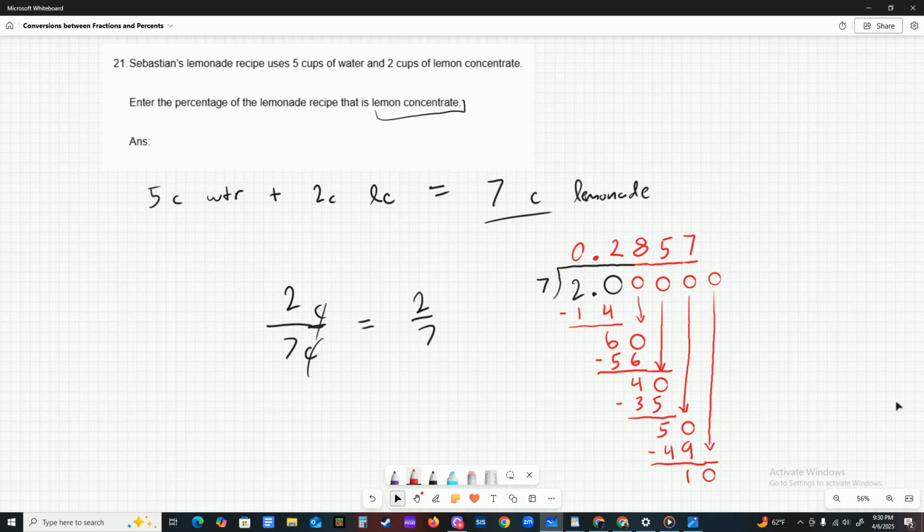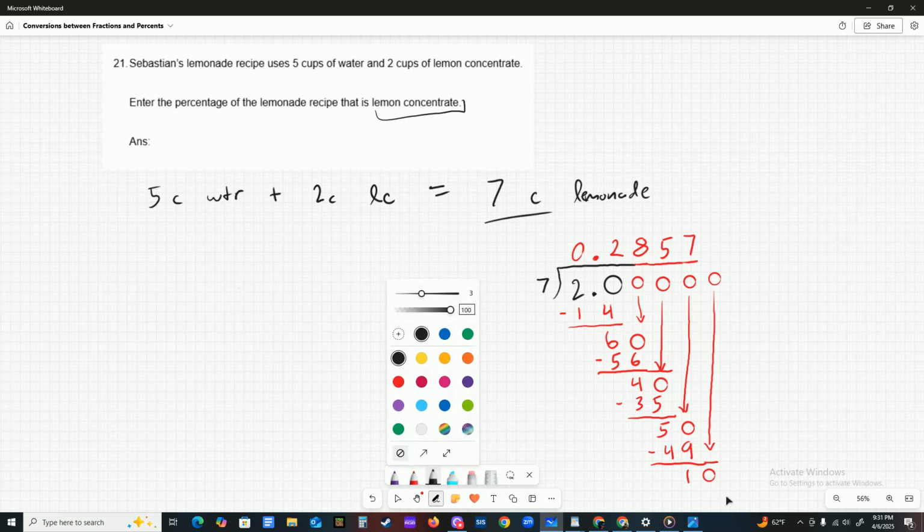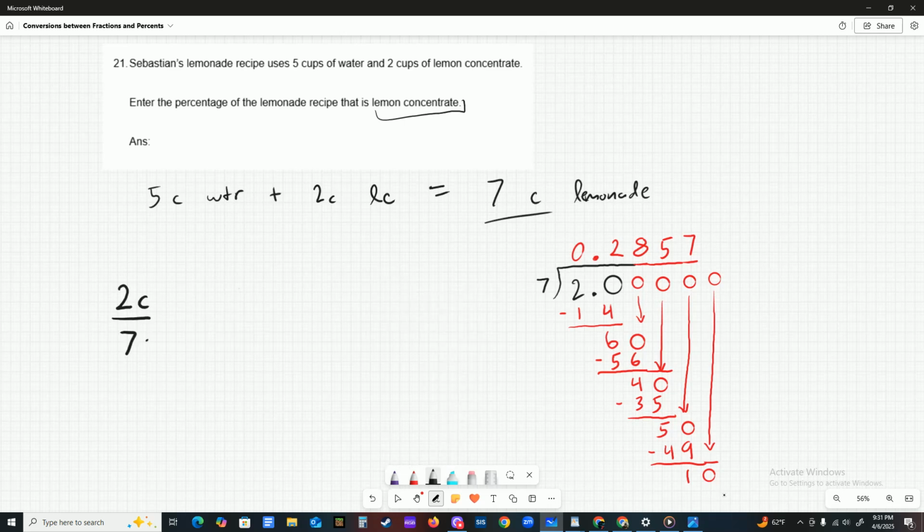So let me rewrite this right here, this information we have. And let me make it a little bit thicker. All right. So we have 2 cups over 7 cups, which becomes 2 over 7. And 2 over 7 as a decimal is what we calculated. We calculated it to be 0.2857.